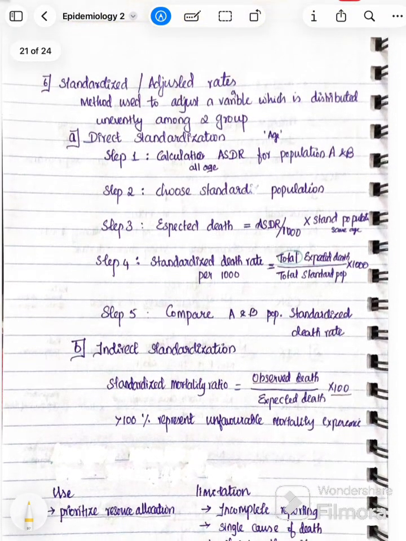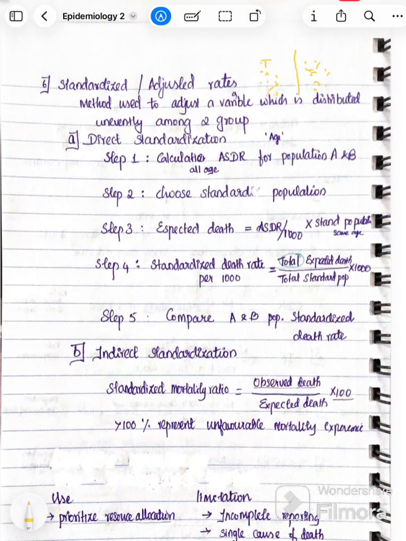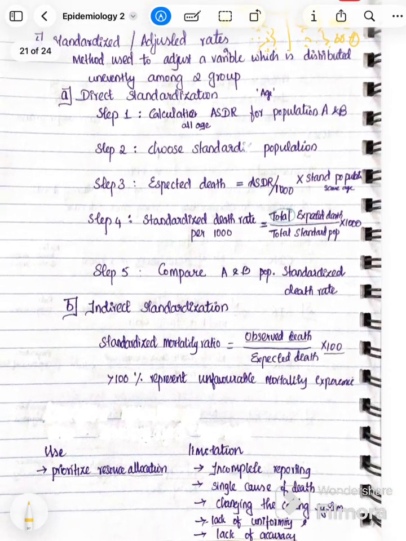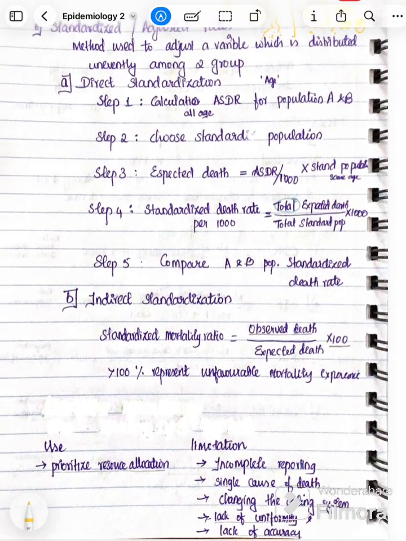Standardized or adjusted rate: here all the age group people are there, here also all the age group people are there. 60 plus people may be more in this group, less than 60 year people are more in this group. So here age is unevenly distributed. So standardization is the method used to adjust a variable which is distributed unevenly among two groups. Okay, now we have direct standardization, indirect standardization.